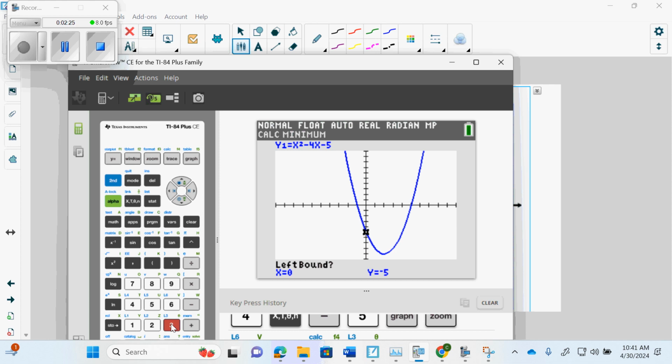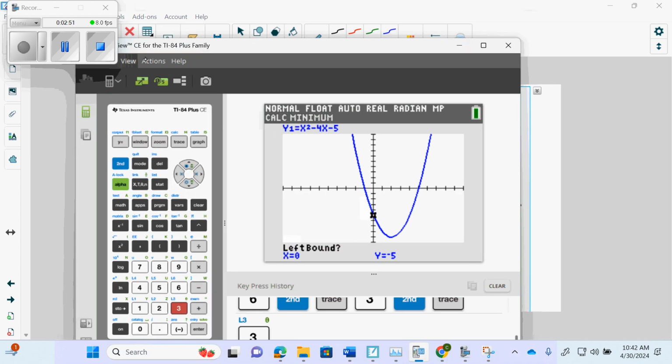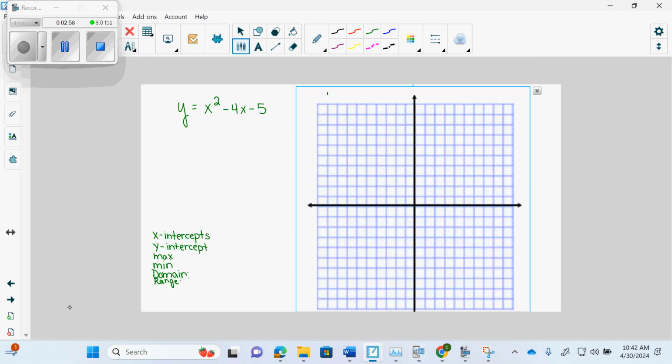Now, does a regular 10, 10, negative 10, 10 window work for this graph? Yes. But if it was outside of that, you might have to make each tick worth 2, right? So you'd say x scale of 2 and y scale of 2, or whatever you wanted to do. The x scale and y scale can be different. But we do second, trace, minimum, which is number 3, left bound, enter, right bound, enter, enter, and I get 2 and negative 9, right?